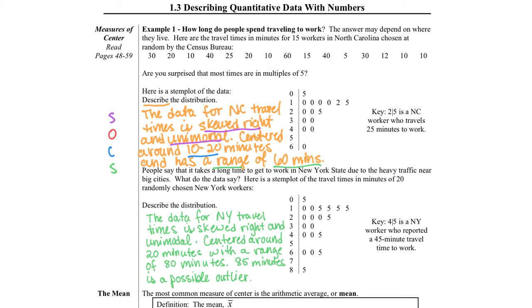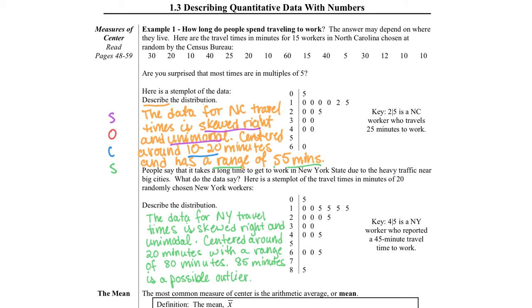The New York data has a few differences. While the shape is definitely the same, it's still skewed right, unimodal. This one's centered around 20 minutes. It definitely has a higher center than the North Carolina data. There's a range of 80 minutes, and I'm going to fix my North Carolina range. That should have been 55 minutes.